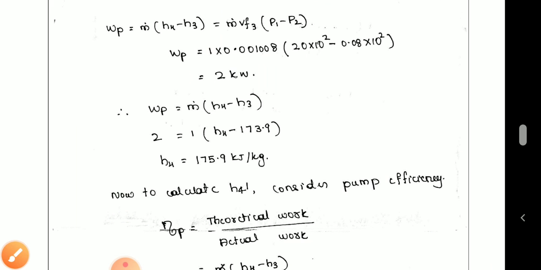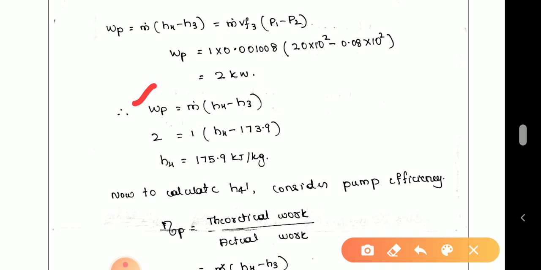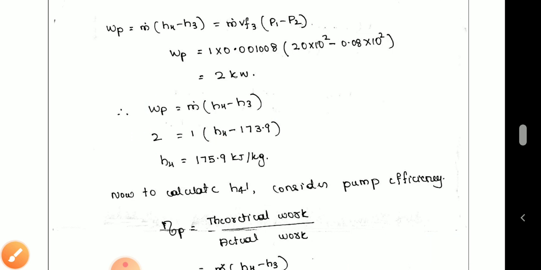Now equate that. We have got the work done by the pump, which is equal to mass into H4 minus H3. We know the work done by the pump, the mass is known, and H3 is known. Only the unknown is H4. So H4 is equal to 175.9 kilojoule per kg.